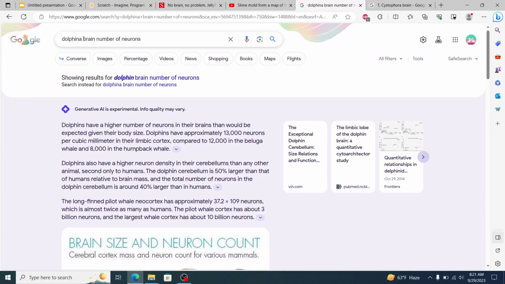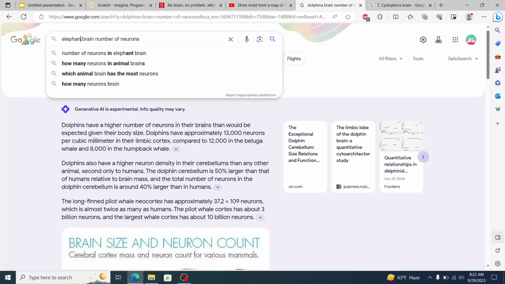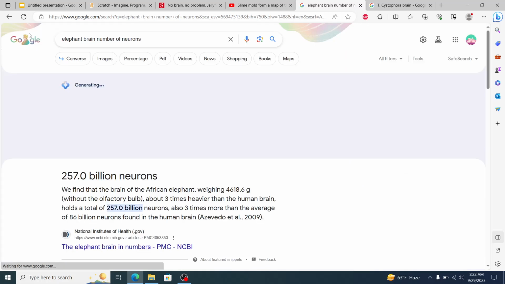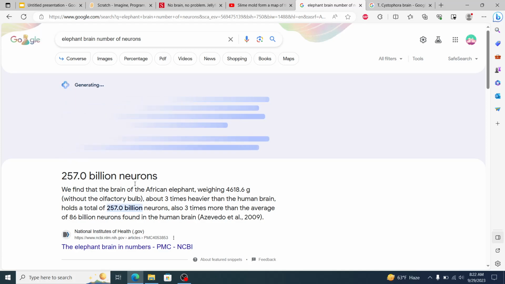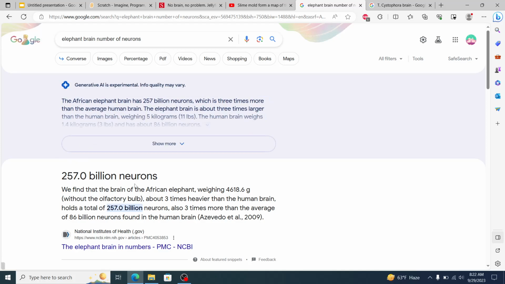And then what I know is the biggest one is going to be an elephant brain. We've got 257 billion neurons. So what we can see by going through this is there's a huge range in the number of neurons for these creatures. Elephants are at the top of the list, more than any other creature in the world: 257 billion neurons for an elephant.